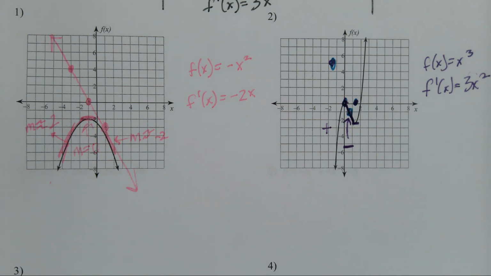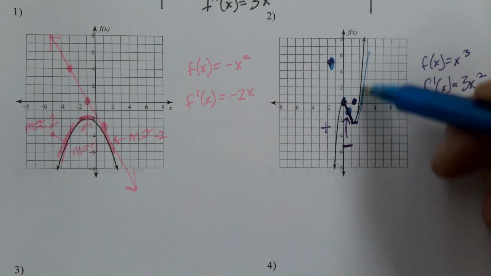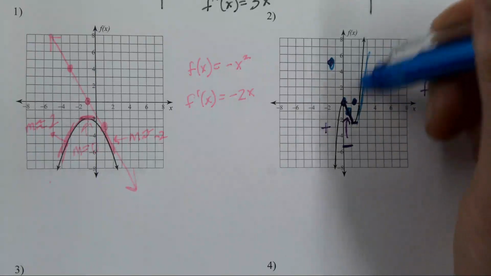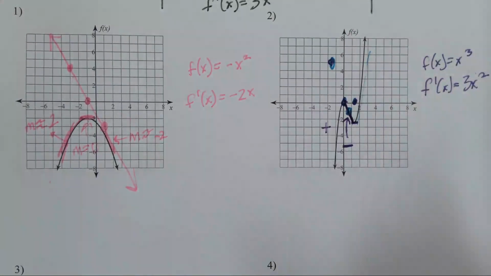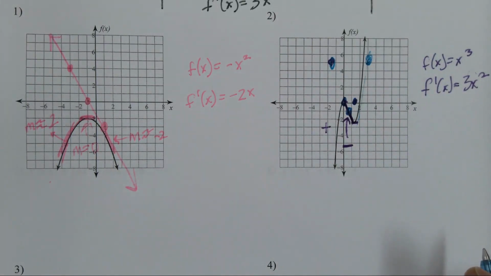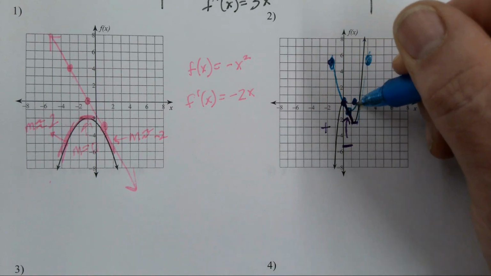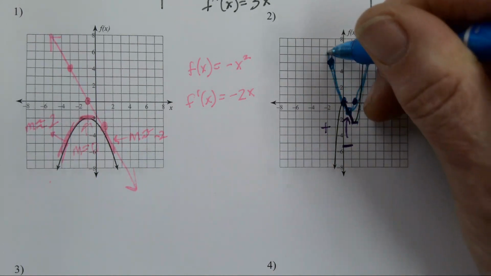And then I go to the other side of the 0. Here's my other side. What kind of slopes do I have there? It's increasing, so I have another positive point up here. What is this graph going to look like? A parabola. Connect the points and make it look like a parabola.